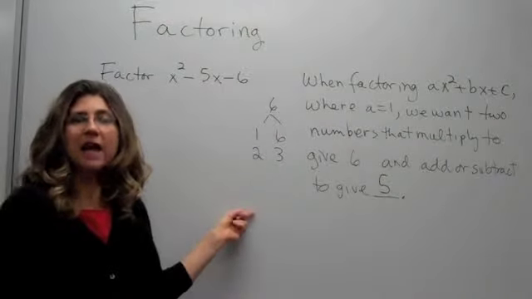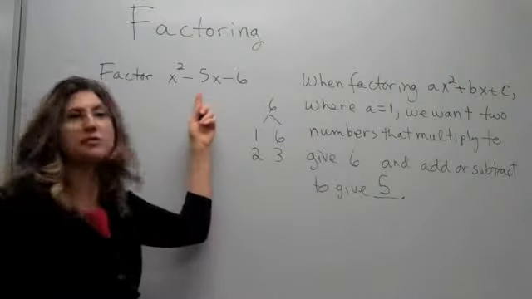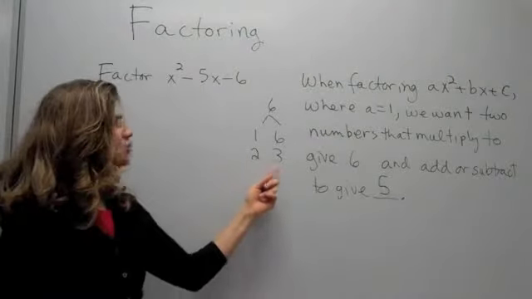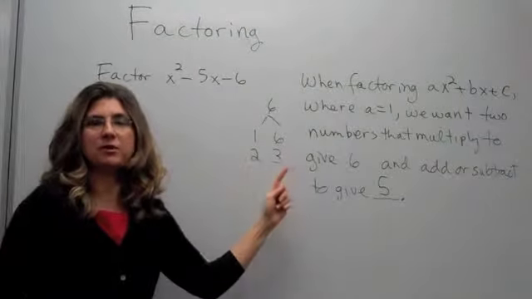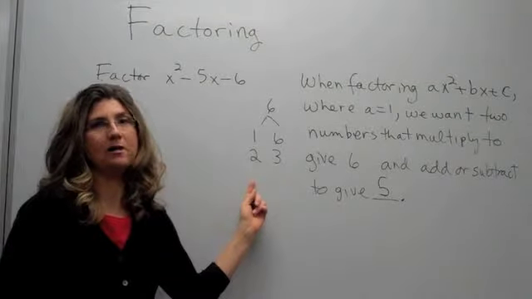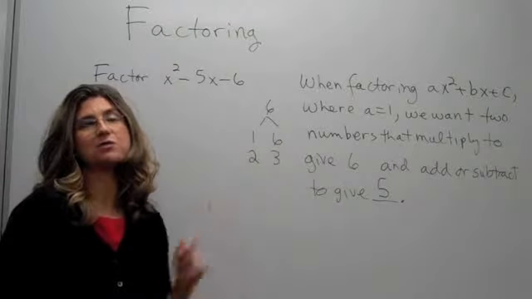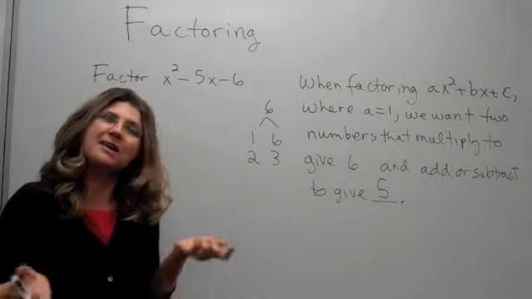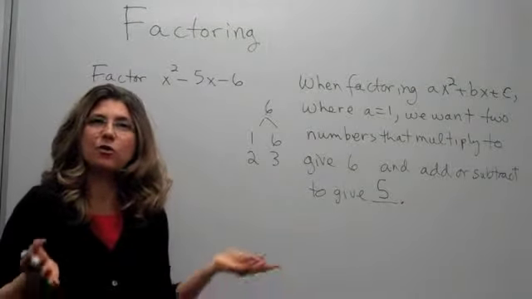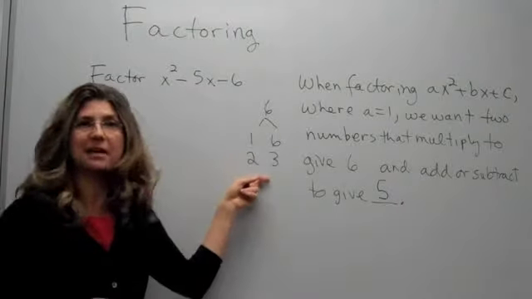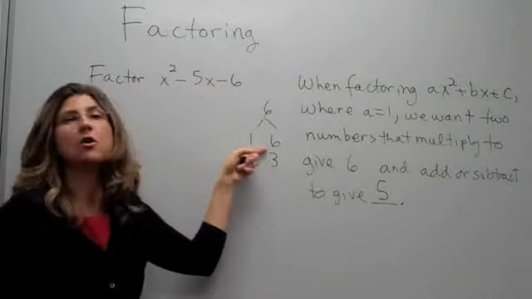Do any of these add or subtract to give 5? Well, if we add 2 plus 3, we get 5, but if we subtract 3 minus 2, we get 1. If we add 1 plus 6, we get 7, but if we subtract 6 minus 1, we get 5. So how can we tell whether we're supposed to add or subtract? If we're supposed to add, we take the bottom two. If we're supposed to subtract, we take the top two.